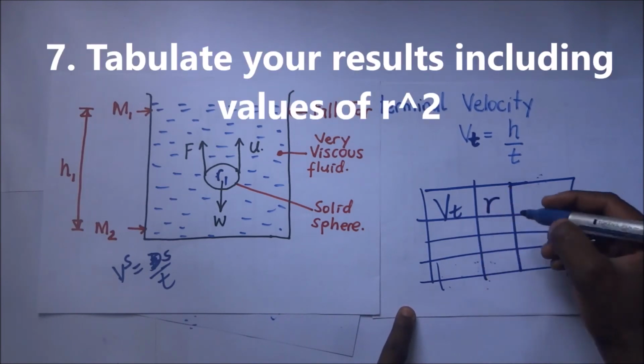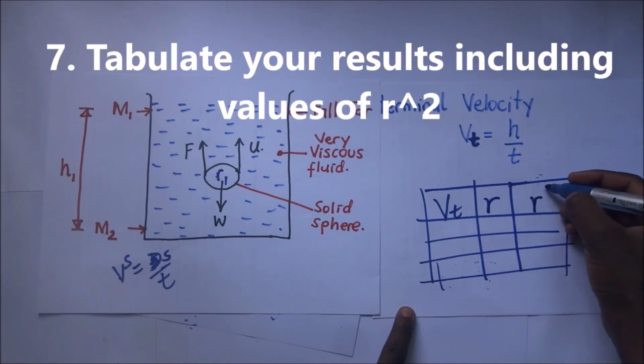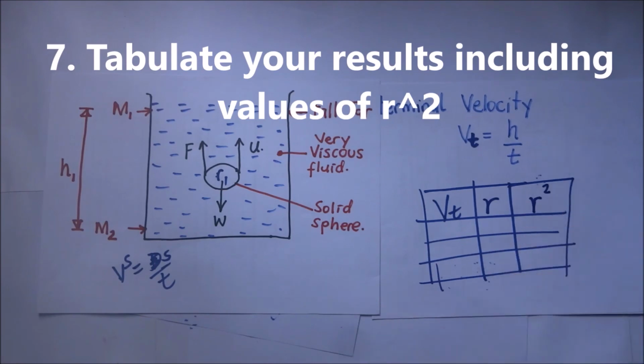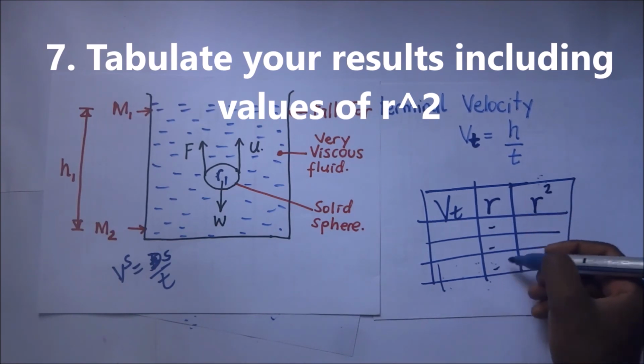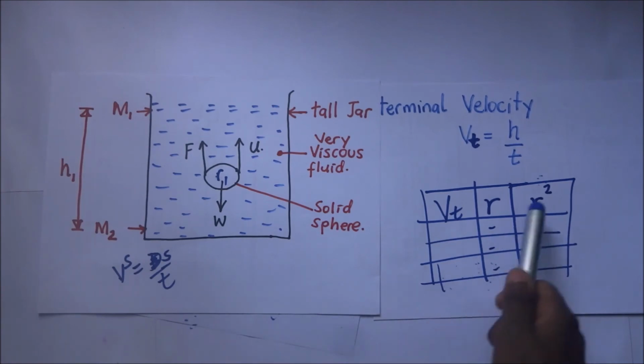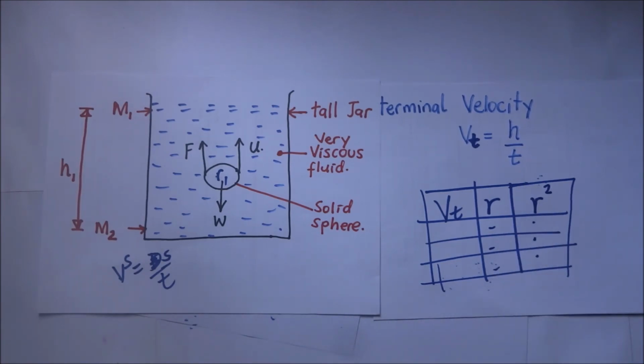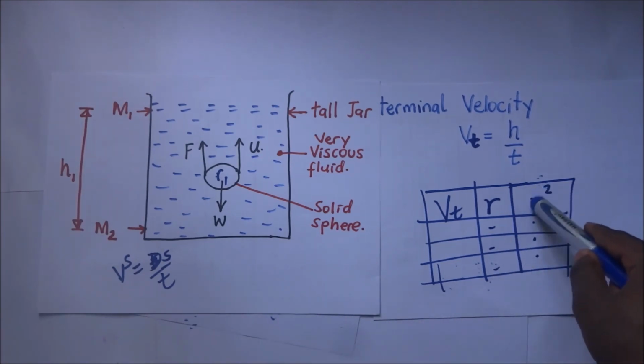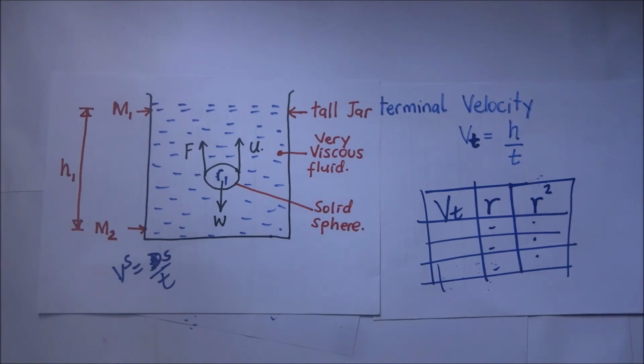Now in your table of results, you need to include R squared. So you're going to get these R squared values and include them in your table right there. And after doing that, you tabulate your values, including values of R squared. Then you go ahead and start doing the math.